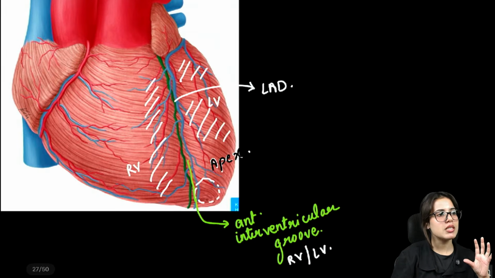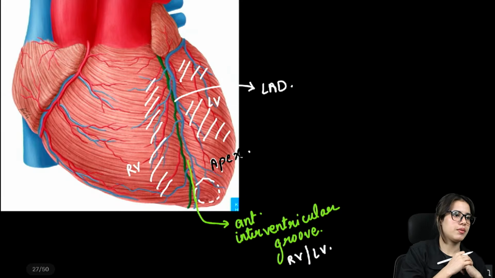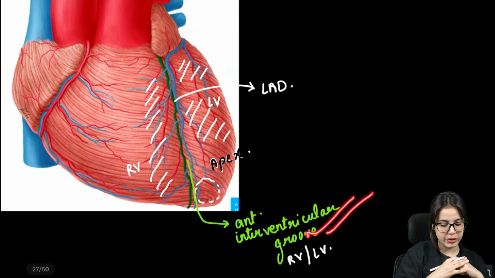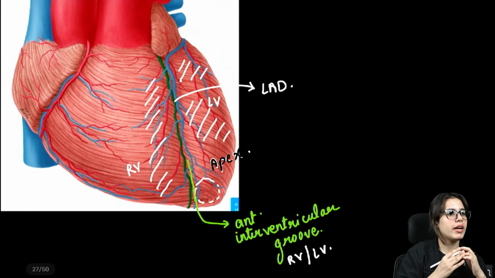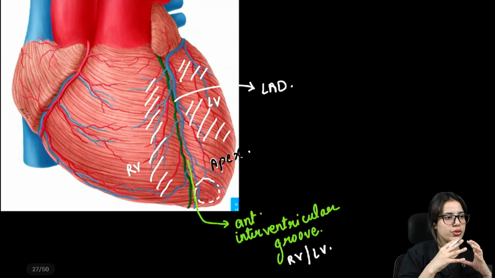If you ever see an anatomical diagram of the heart, you will very easily be able to recognize this groove. This is the first thing you'll notice. This groove is called the anterior interventricular groove. Why is this so noticeable? Because it divides the right ventricle from the left ventricle, from the exterior if we view it from outside.